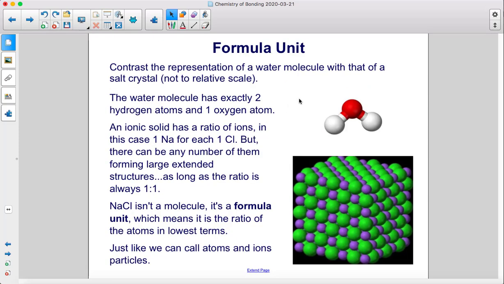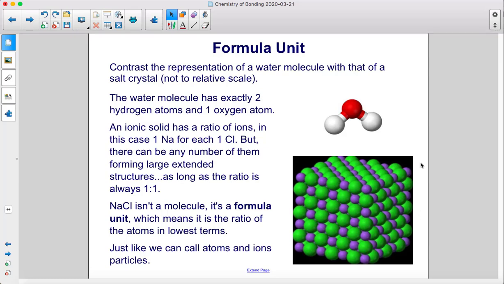Contrast the representation of a water molecule with that of a salt crystal, not to relative scale. The water molecule has exactly 2 hydrogen atoms and 1 oxygen atom. An ionic solid has a ratio of ions, in this case 1 sodium for each chlorine, but there can be any number of them forming large extended structures, as long as the ratio is always 1 to 1.